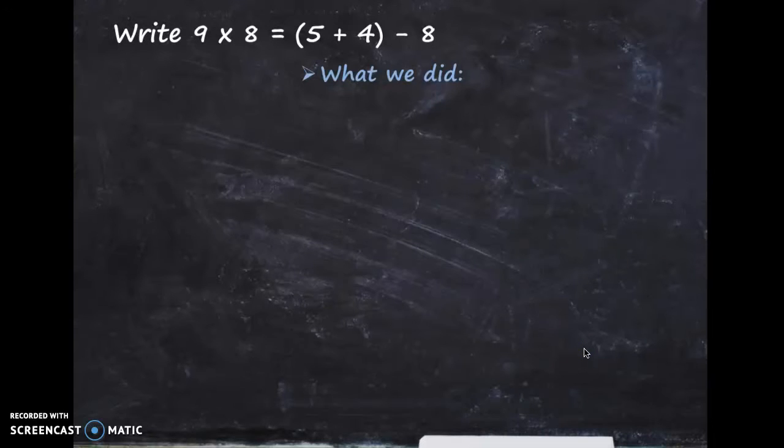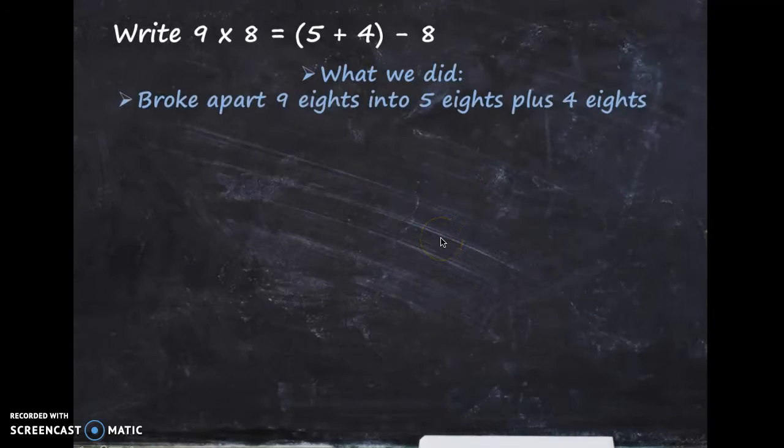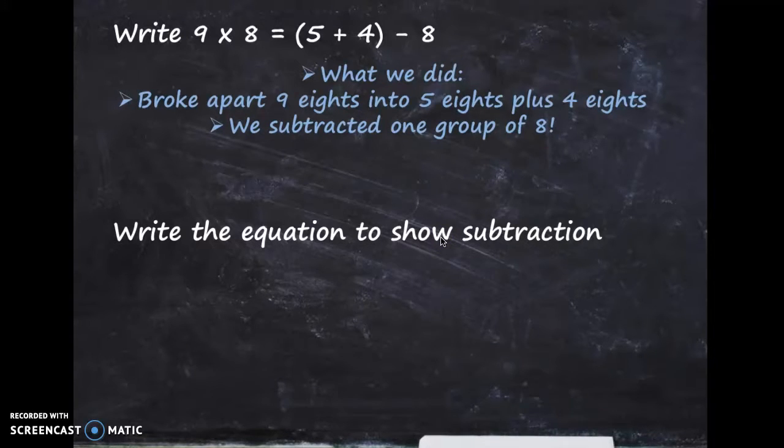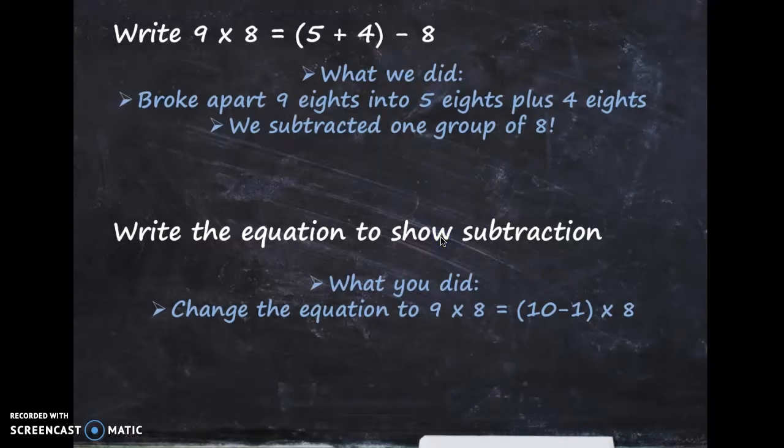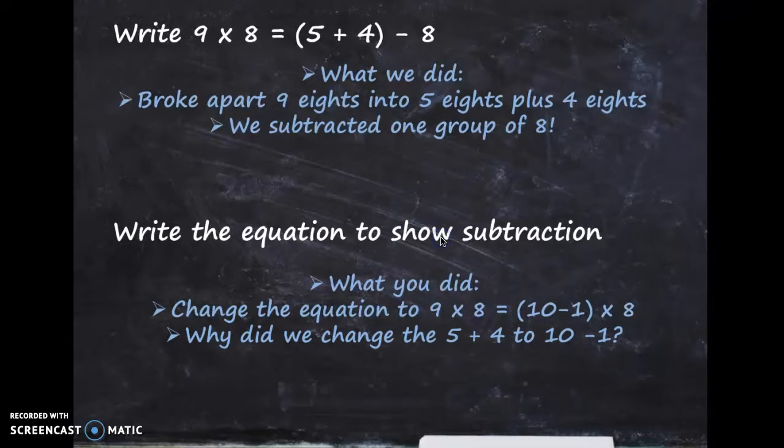We wrote 9 times 8 equals 5 plus 4, take away 1 group of 8. We broke apart the 9 8s into 5 8s plus 4 8s. We subtracted 1 group of 8. And then we can write an equation to show our subtraction. We change the equation to 9 times 8 equals 10 take away 1 times 8. 10 take away 1 being 9, times 8.